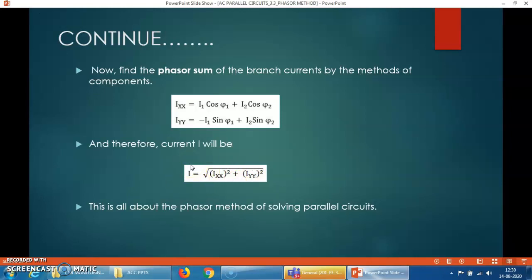So this way you can solve any AC parallel circuit by using the phasor, or vector, method. Hope you understood.